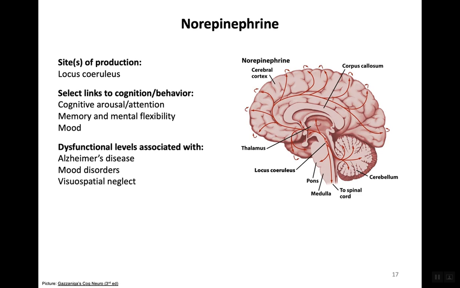It is also linked to mood, and as a result of that, you might imagine that too low or too high levels of norepinephrine might not be so beneficial to the body. For instance, dysfunctional levels of norepinephrine can be associated, if too low, with Alzheimer's disease, with memory problems. Also, dysfunctional levels, too low or too high, can be associated with mood disorders such as bipolar disorders or depression. Dysfunctional levels of it are also associated with a fascinating condition called visuospatial neglect, in which people seem to be unaware of half of their visual world. And we'll have a more significant discussion of that topic later.